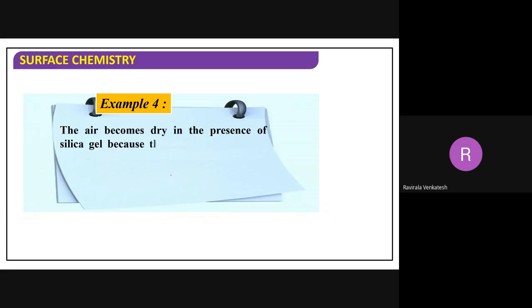Example 4: if you observe, the air becomes dry in the presence of silica gel because water molecules are adsorbed by silica gel. Now water is the adsorbate and silica gel is the adsorbent. So which phenomenon is taking place here? Adsorption process.